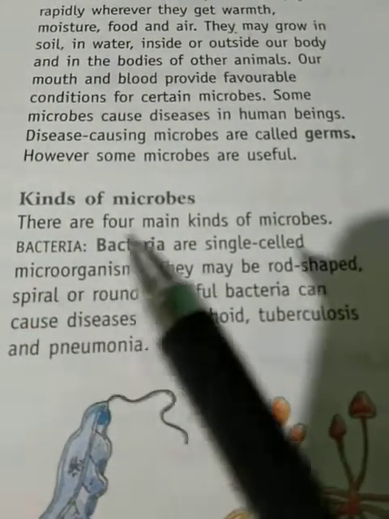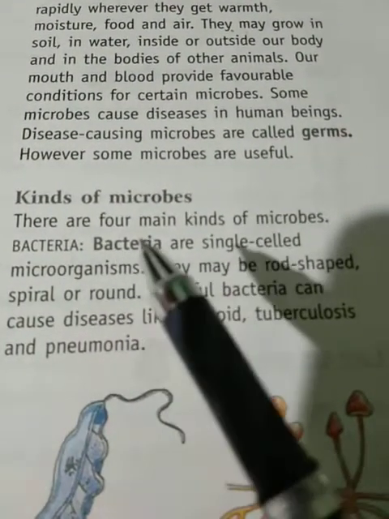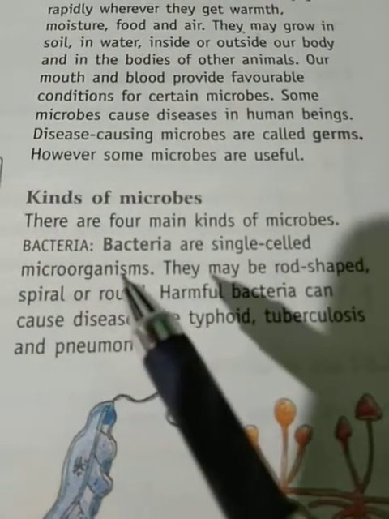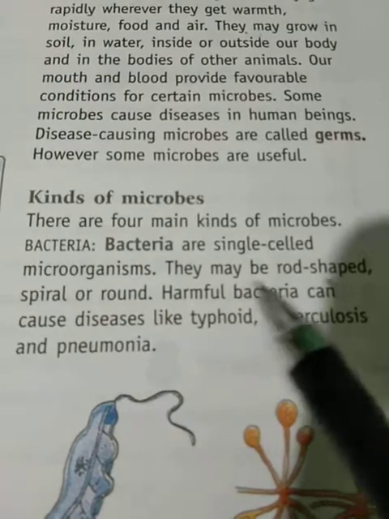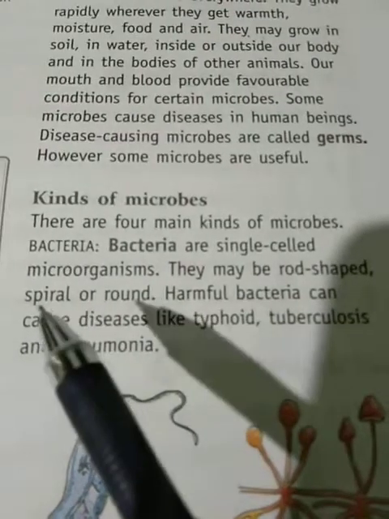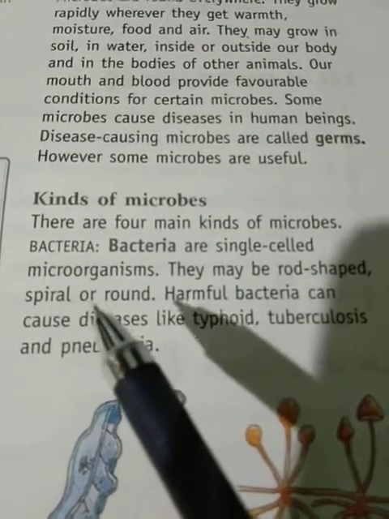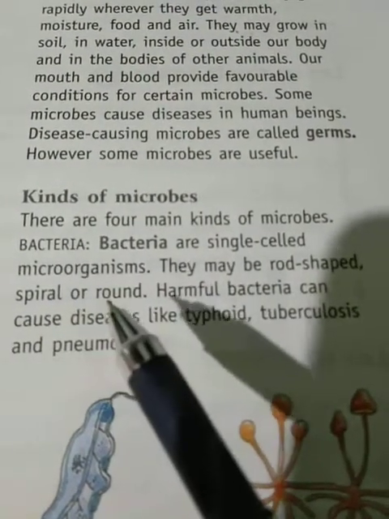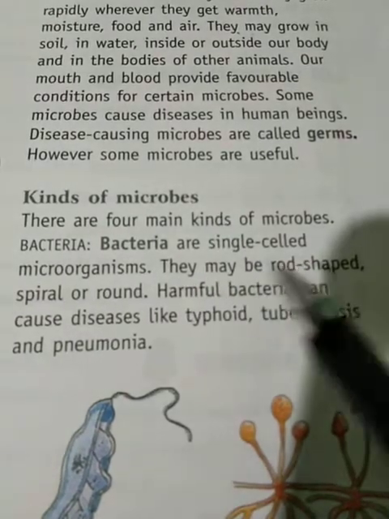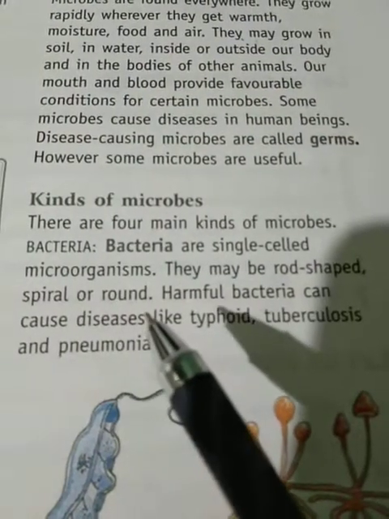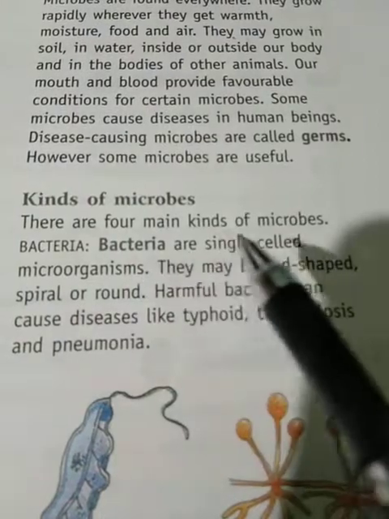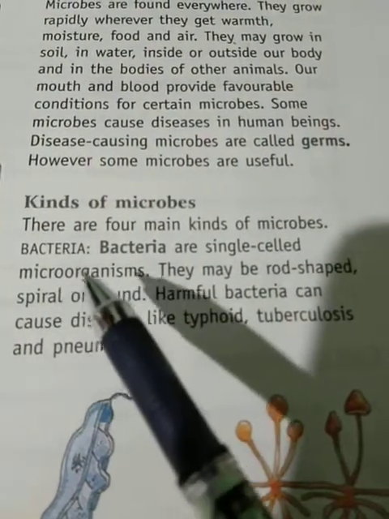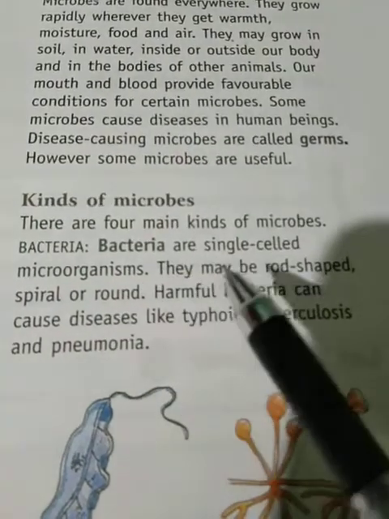Now the important thing is, how do bacteria look? It is a single celled microorganism, and they look rod shaped, or sometimes spiral, or some of them have a round shape also. Understood? Bacteria are available in these three shapes. Bacteria are single celled, that means they have only one single cell in their body, so they are very small microorganisms.